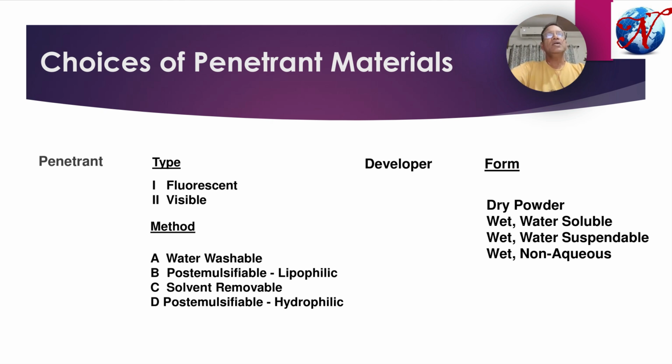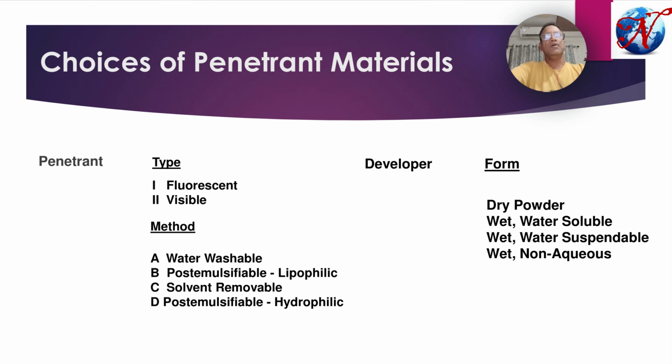Generally, we observe a green to yellow color in the presence of ultraviolet light if we are using the fluorescent dye, and generally the fluorescent dye gives you the color of green to yellow under the UV-A light. Visible dye is basically red in color, and visible dye means we can visualize the dye in white light.